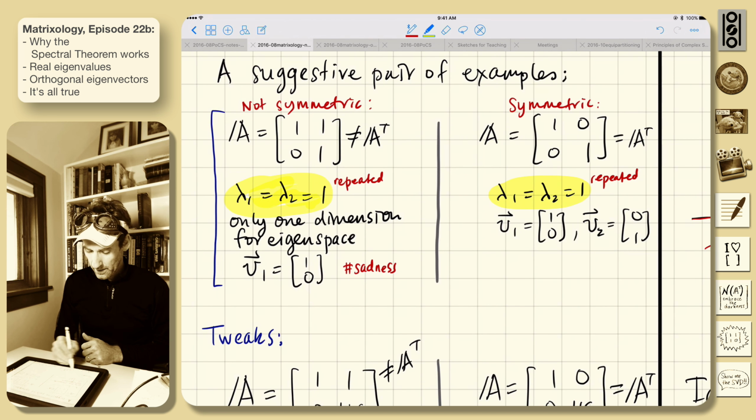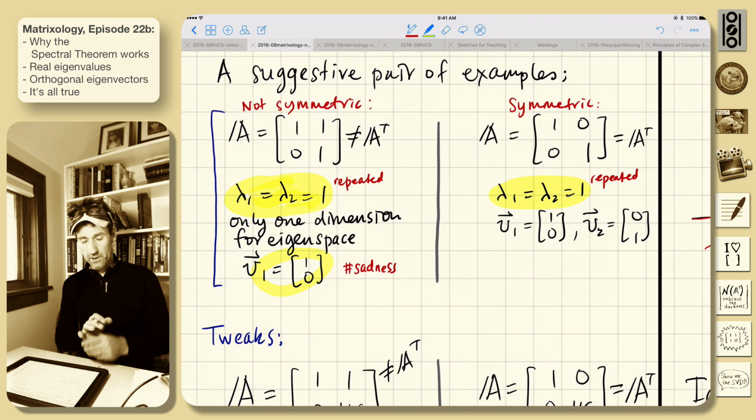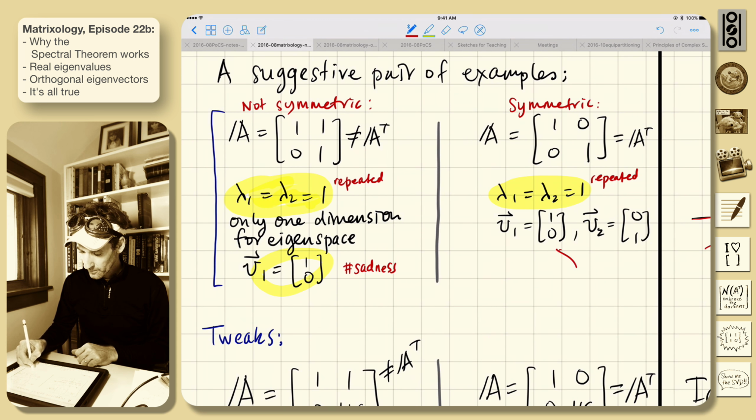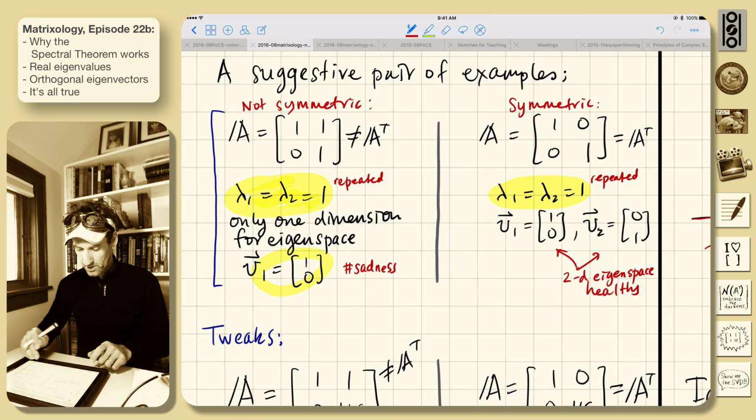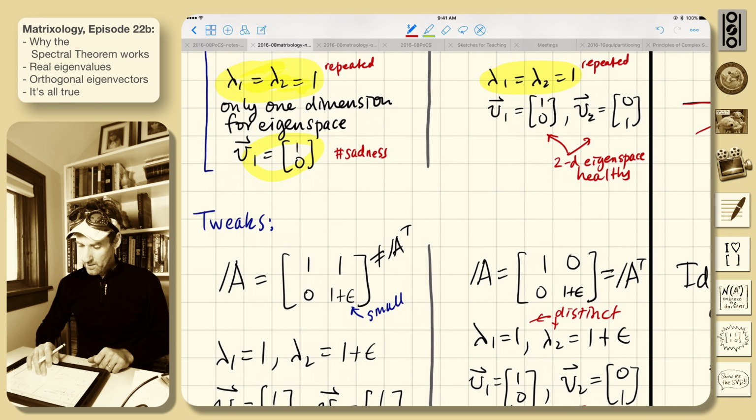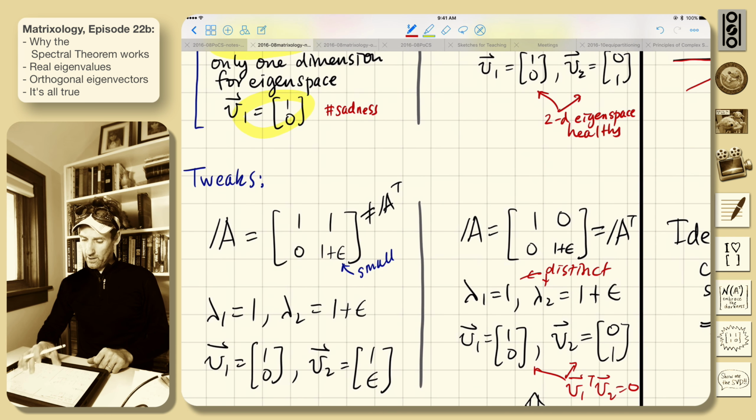But when you go and find the eigenvectors associated with it, we find only one here. There's only a one-dimensional eigenspace, but over here we find a 2D eigenspace. Right, so this one is healthy, and this one is sad over here. There's some sadness. Okay, well, let's do something here.